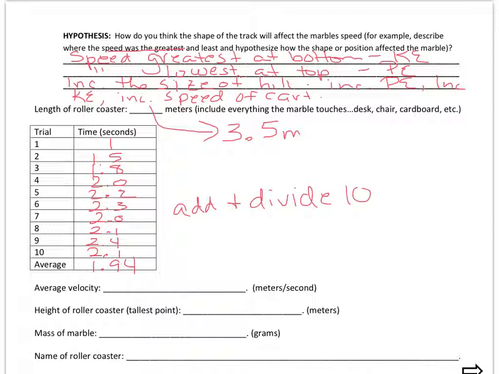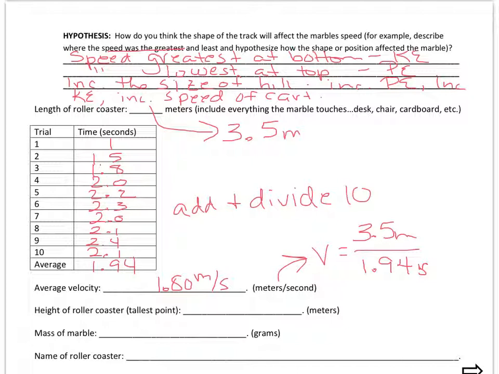Okay, so to find average velocity, what I'm going to do is take my length, 3.5 meters, and divide it by my average time, 1.94 seconds. And when I divide that out, that gives me an average velocity of 1.80 meters per second. Now, when you do that, you'll need to give me 2 decimal places will be fine.